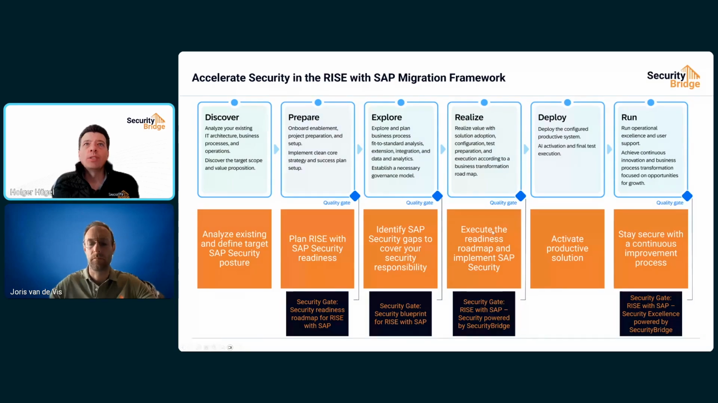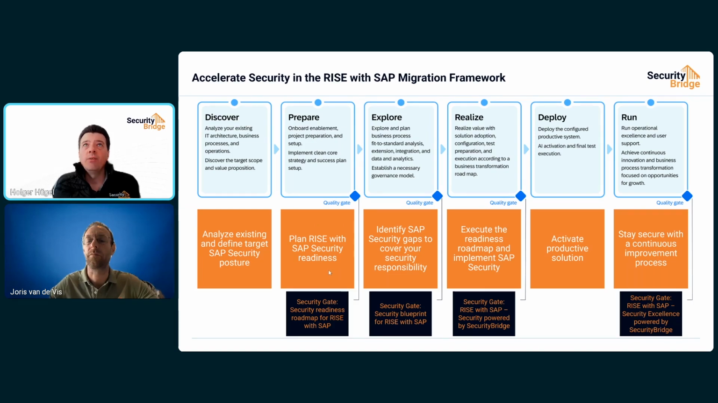Now, what are those 6 steps? So it starts with analyzing your current situation and define a target state for your SAP security posture. You will be then supported to plan your readiness for RISE. It makes sense to have all those configurations already in place before you go to RISE. And then you can identify further gaps that are there in your current situation in terms of what is missing to be able to take those security responsibilities that come with RISE.